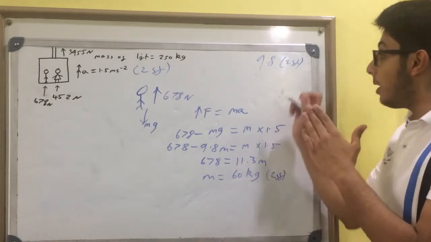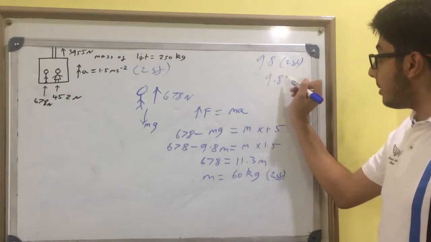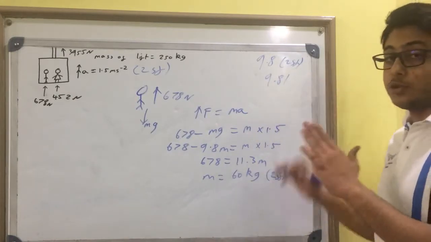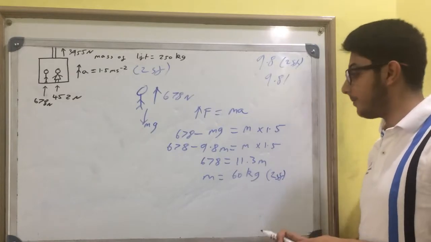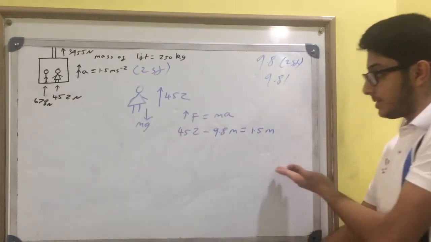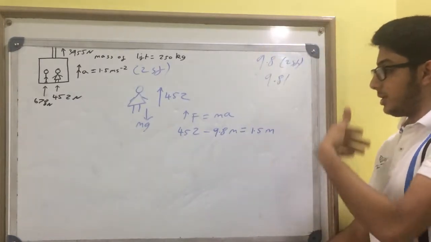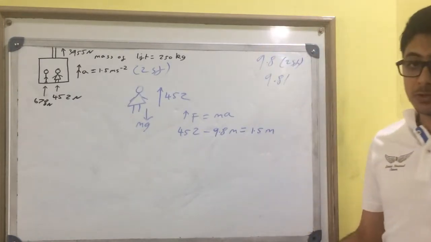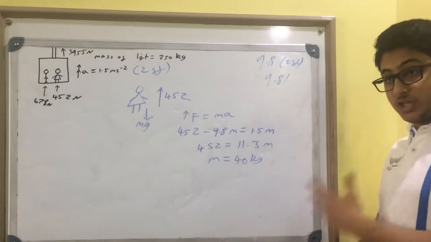Because we're using 9.8 to two significant figures, all our answers should be in two significant figures. So if you are doing an exam where you have to use 9.81, then put your answers to three significant figures. Okay, let's do Bella now. So the same exact process, you rearrange it, you simplify it, you get m is equal to 40 kg.